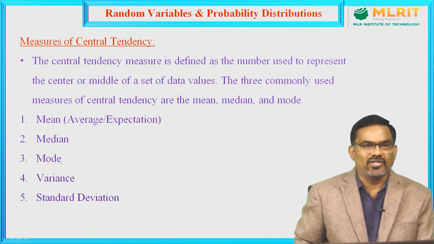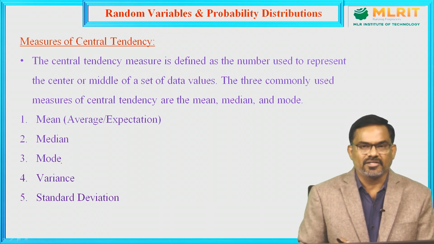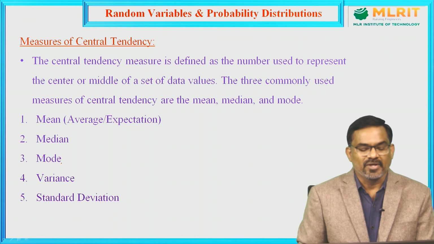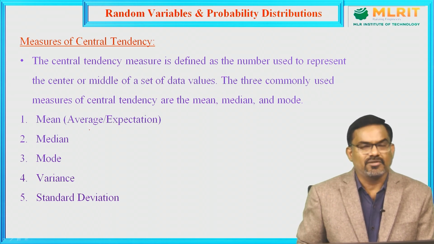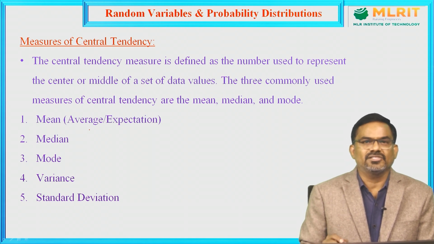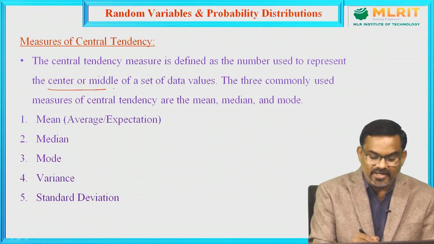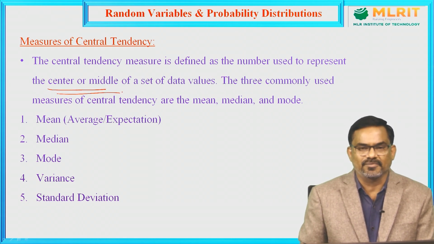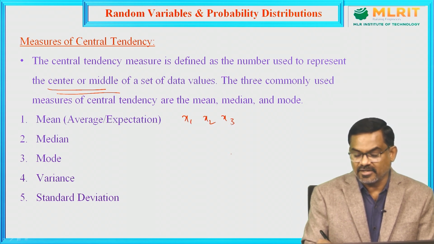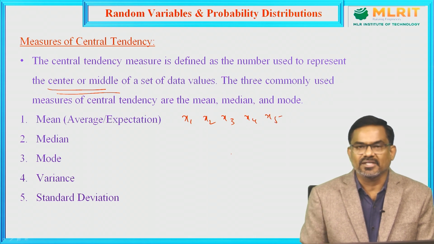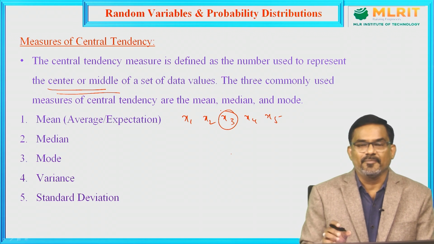And now, introduction to measures of central tendency. In this session, I will just introduce these things, and in the next session, we will go through these measures of central tendency one by one. The central tendency is a measure defined as the number used to represent the center or middle value of a set of data values. For example, if we have a set of values x1, x2, x3, x4, x5, 5 values are there. So, these measures deal with the center value.